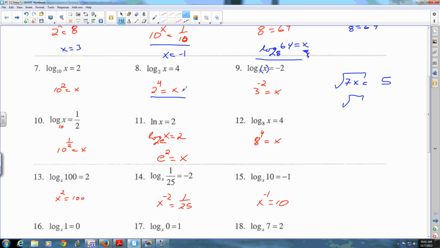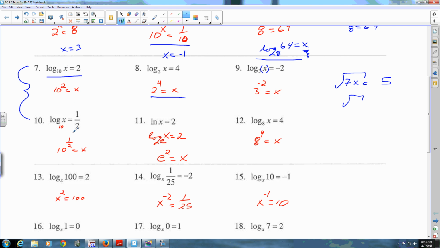2 to the 4th is x. You don't need a logarithm to solve that. It's already solved. These 6 have no business being written as logarithms that serve no purpose whatsoever. They're just writing them like this to see if you can translate it. 10 to the 2nd is x. X to the half is 10.